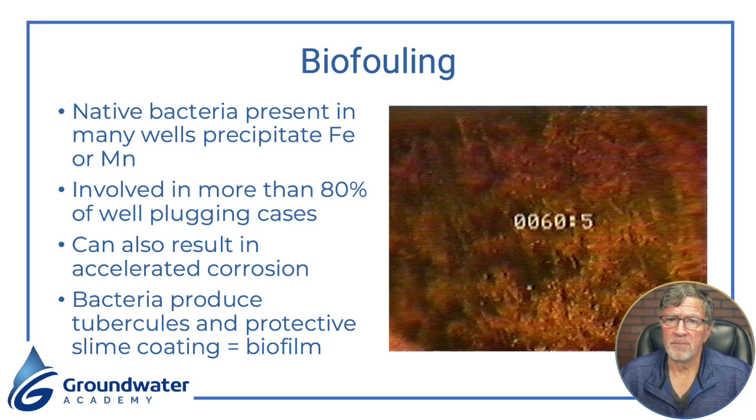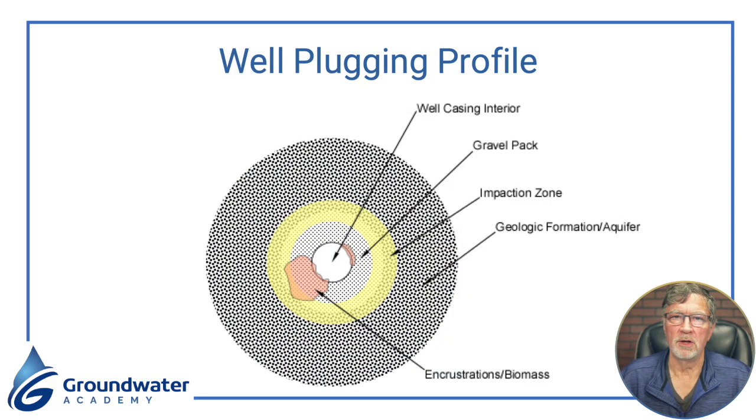What you're seeing is not the bacteria themselves, but generally what's causing the plugging is going to be the tubercles and the protective slime coating that forms to protect the actual bacteria themselves. That's actually the biofilm. That is not the bacteria themselves. That is a protective coating, and that's generally that gooey peanut butter-like stuff. That's generally what causes the plugging in the wells. So this is actually what a well plugging profile looks like, whether it's mineral incrustations or biofouling.